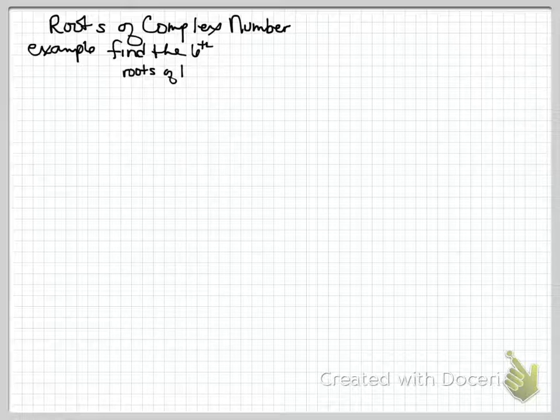Now, in order to be able to find the roots of a complex number, the first thing we need is for our complex number to be transformed to trig form. So we have 1. As a complex number, that would be z equals 1 plus 0i. So we need to convert this to trig form.